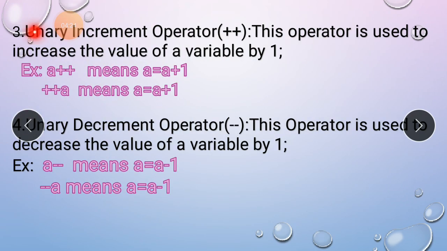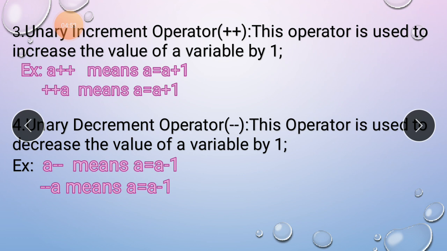Next one, unary increment operator. This operator is used to increase the value of a variable by 1. It is represented as A plus plus. Here A is an operand, and this plus plus is used after the operand. So A plus plus means A is equal to A plus 1.